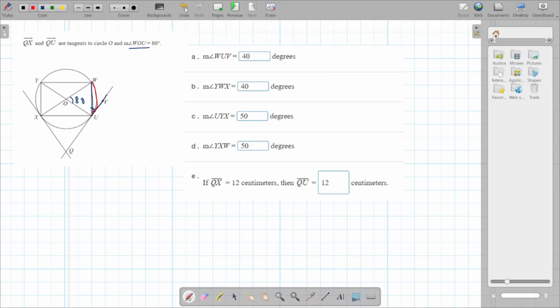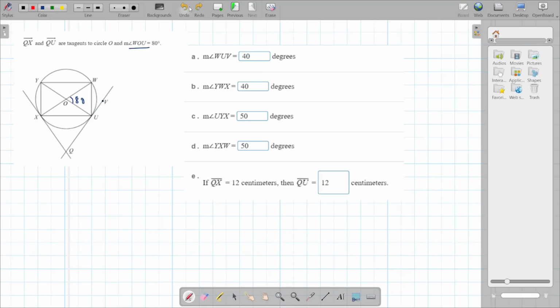Okay, so I want to find half of this red arc. Do I know how much red arc is? It's 80. How do we know? Because the central angle is 80, and the central angle always corresponds to the arc. Okay, so now I know this one here is 80. So our blue angle WUV is half of this arc, so it's going to be 40.